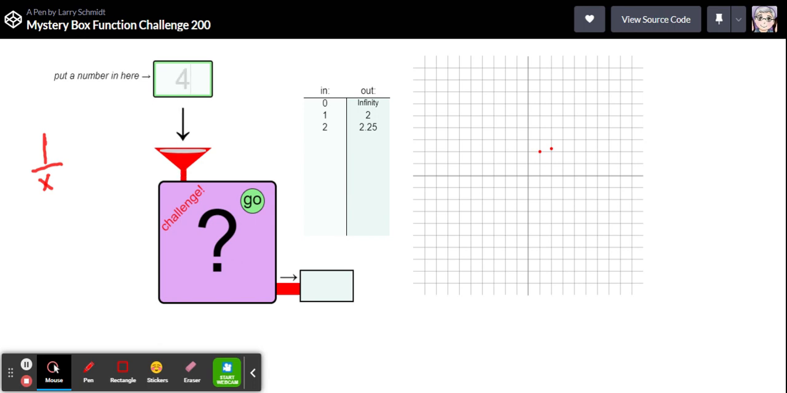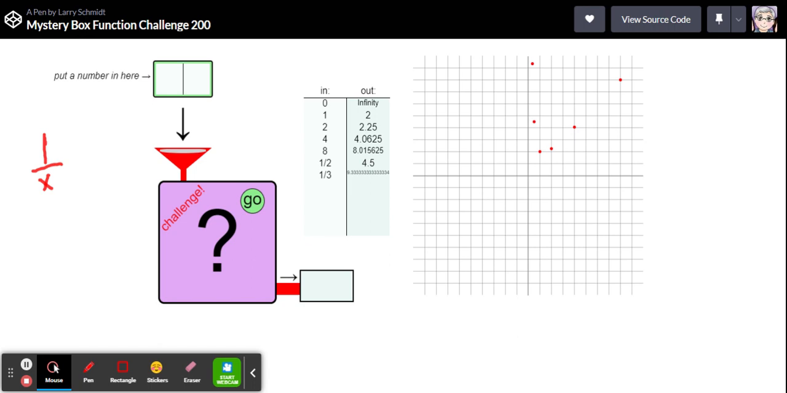Let's try 4. Let's try 8. Ooh, okay. So it looks to me like this curve is getting closer and closer to this diagonal line. So maybe we have a slant asymptote. But let's look at what happens in the fractional areas between 0 and 1. So I'm going to put in 1/2. 4.5, interesting. How about 1/3? Okay, so that's 8.3 repeating, so 8 1/3.